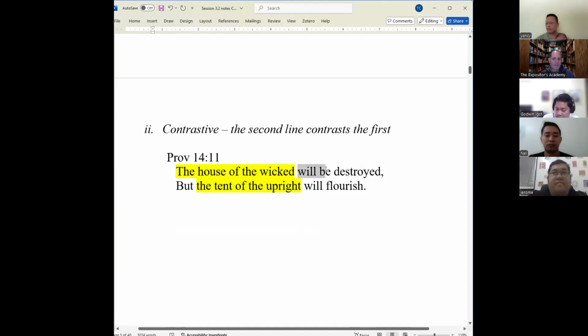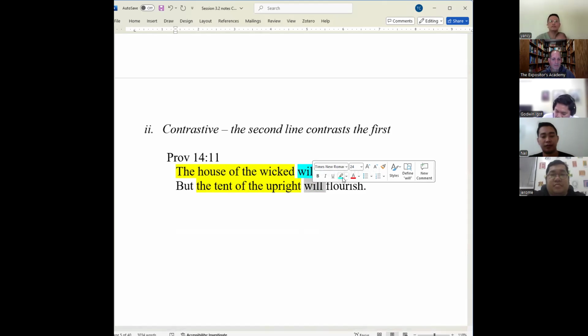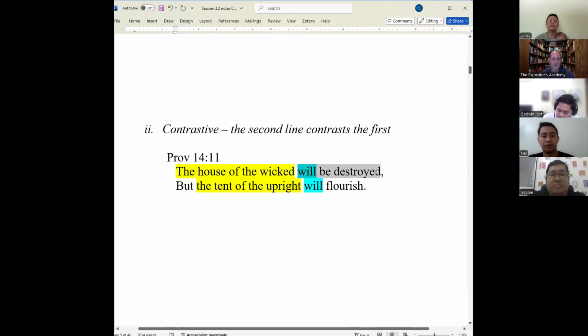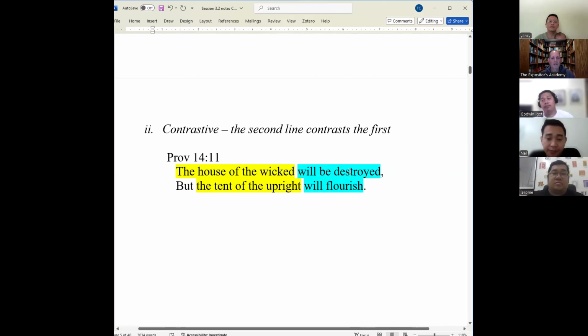Will be destroyed. All right, so will be destroyed, or actually I could put it all together, and will flourish. Okay, again, opposites here. The house of the wicked versus the tent of the upright, will be destroyed versus will flourish. Okay, so this is the contrast.